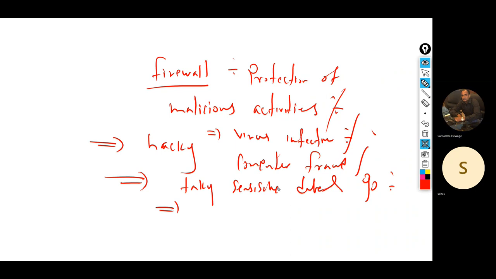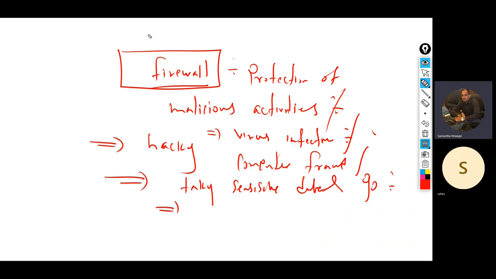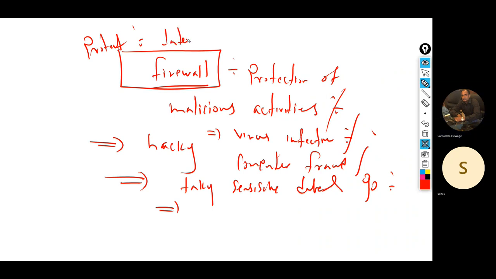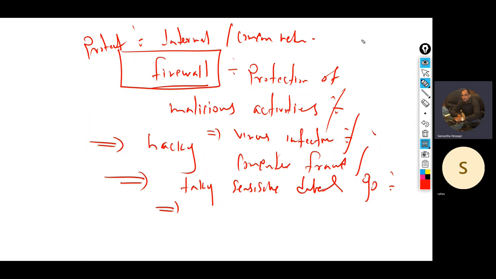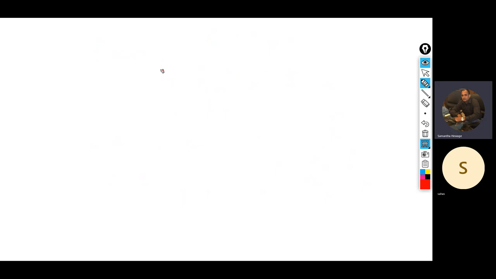There are various malicious or abnormal activities happening on the internet or the network. By putting up a firewall, you can protect your internal or company network. You will prohibit unknown outsiders from coming into your computer or your network. It will block them.